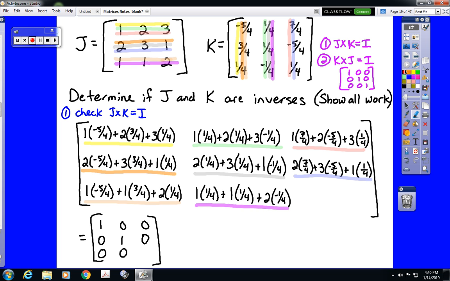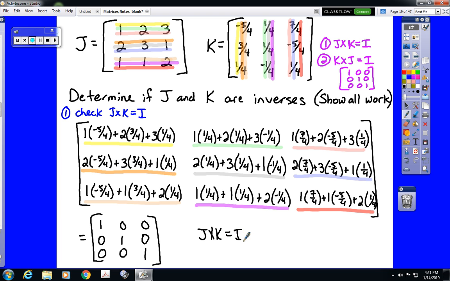And finally, row 3 times column 3. That would be 1 times 7/4 plus 1 times -5/4 plus 2 times 1/4. And that has to equal 1. Well, that's 7/4 minus 5/4, which would be 2/4, plus 2/4 would be 4/4. So that equals 1. So there you have it. We have shown that J times K is equal to the identity matrix.